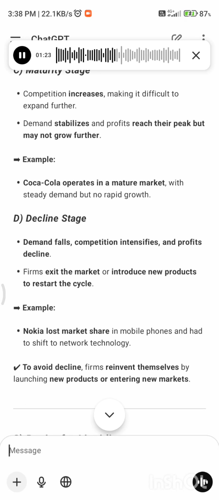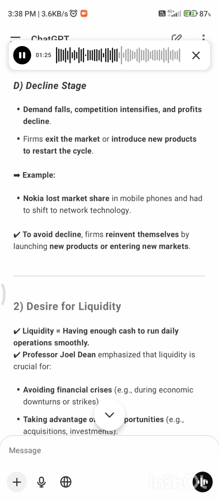D. Decline stage. Demand falls, competition intensifies, and profits decline. Firms exit the market or introduce new products to restart the cycle.